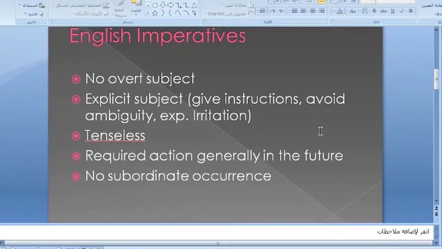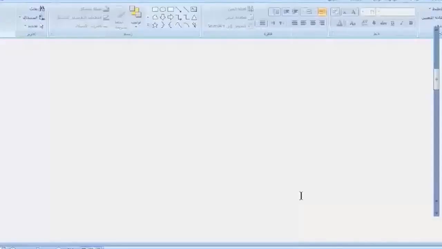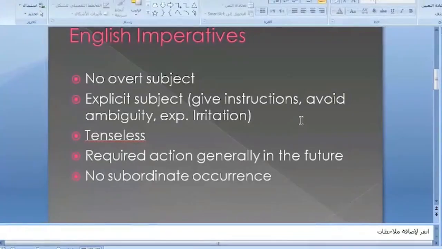Arabic grammarians said that imperative clauses are considered as one of the categories of Arabic tenses, which are tripartite, present, past, and imperative. Another feature of imperative clauses in English is that the required action is generally fulfilled in the future. Sometimes at the present time it is achieved. But in general, I expect my command or my order to be done, to be achieved, to be fulfilled, to be performed in the future.